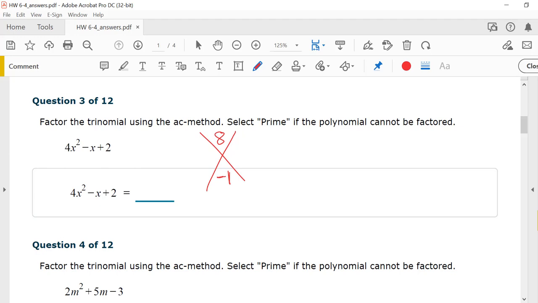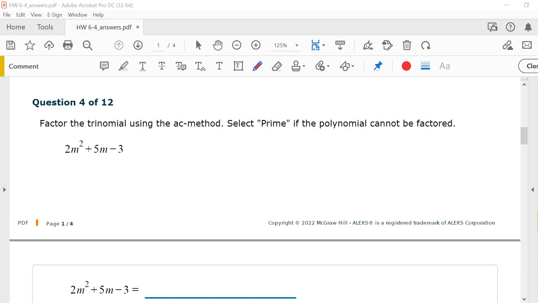Okay, now the top number is positive, which means the signs have to be the same. The bottom is negative, so they both have to be negative. Factors of 8: 1 and 8, 2 and 4. That's it. So they both have to be negative. Negative 1 minus 8 is negative 9. That won't work. Negative 2 minus 4 is negative 6. That won't work. So guess what? This is prime. We don't have to go any farther because we couldn't find two factors that added up to negative 1.